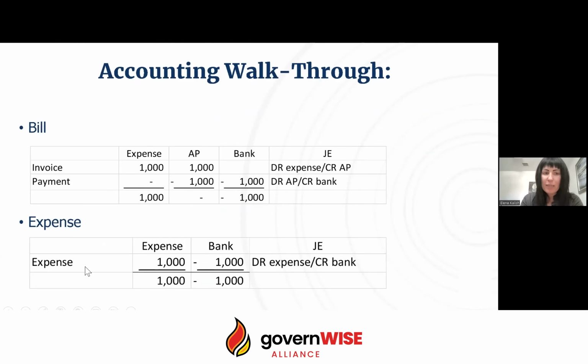Okay, now in a one-step approach, there is no accounts payable involved. So the end result is exactly the same as in a two-step approach, right? So we have an increase in expense and reduction to our bank account, but we just didn't use accounts payable because the purchase wasn't on account.